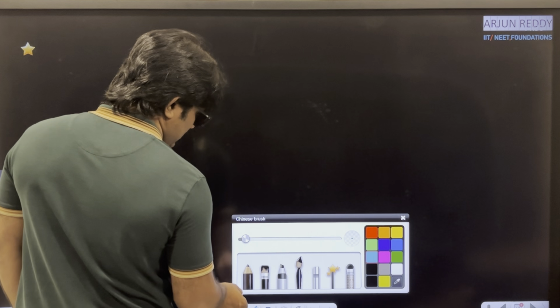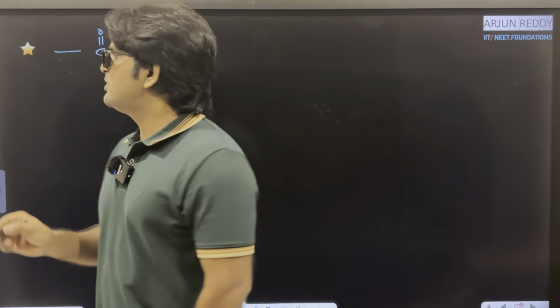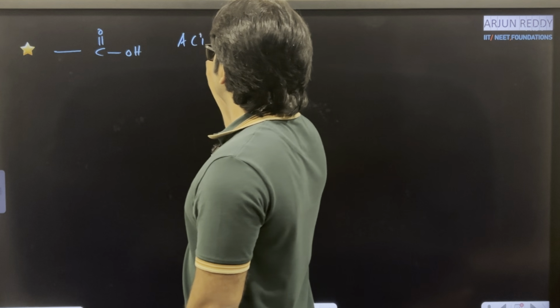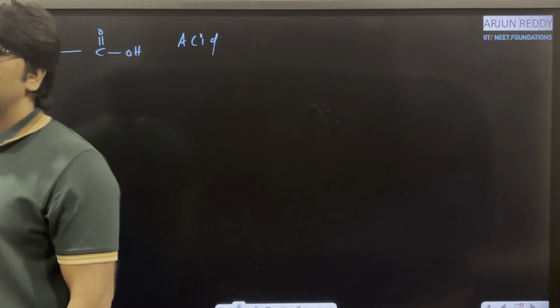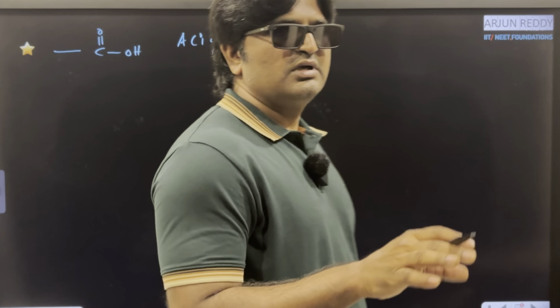What are the different types of functional groups I am going to write? First I am taking this C double bond OH. What is the name of this particular segment? That is taken as acid. Again in IUPAC, I will repeat, no problem, but at least minimum names are required.